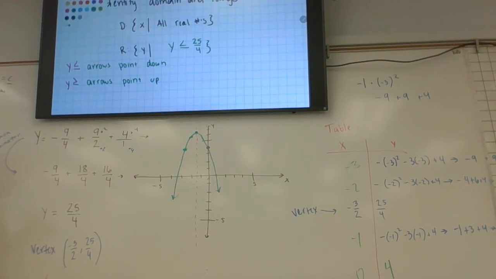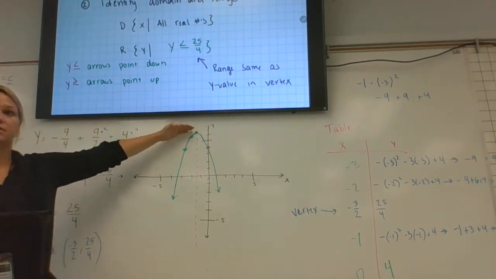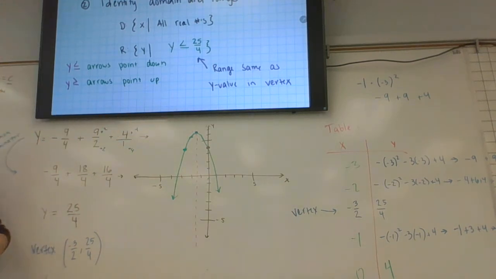As another note, we could write down that the range is the same as the y value in the vertex. Because that's the highest point. It starts to turn when it hits the vertex. So the vertex is either the highest point or the lowest point. So that y value should be identified when you identify domain and range.